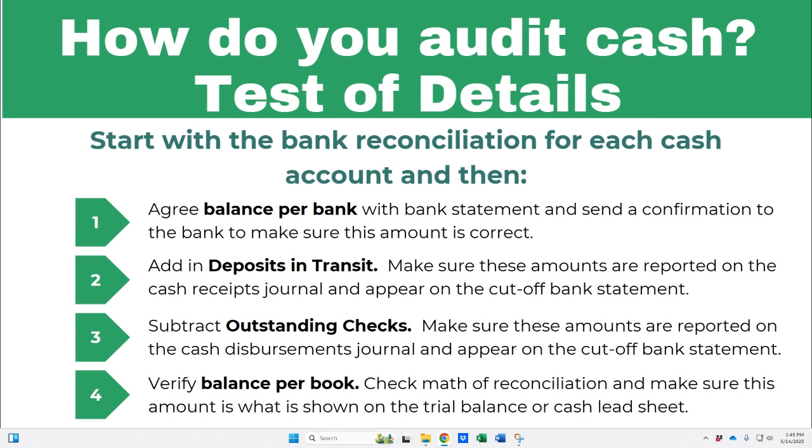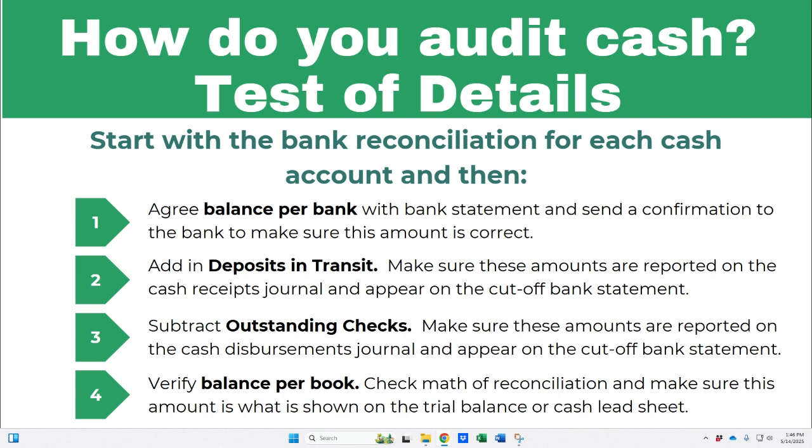Finally, we'll check the mathematical accuracy. We will take that balance per bank, add in the deposits in transit, subtract out the outstanding checks, and make sure that the math adds up. And then we will end up with our audited amount of cash for each individual account.